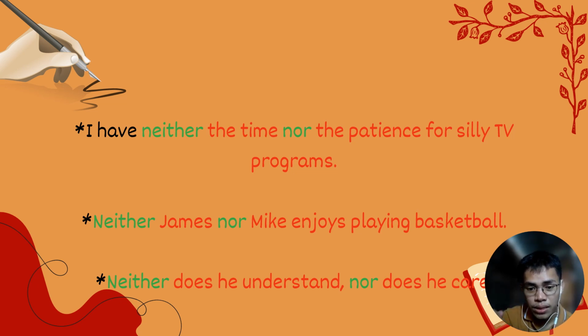Neither does he understand nor does he care. So, independent clauses. So as you can see, we apply negative inversion here. When we say negative inversion, it is the reversal of the subject and auxiliary verb when neither and nor begin two independent clauses. Hope you understand.